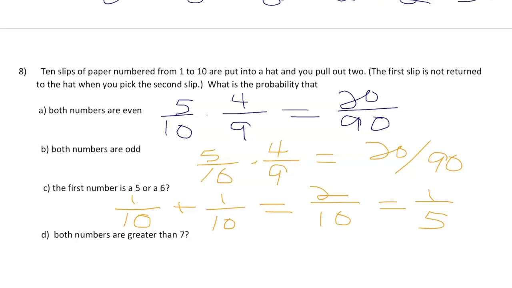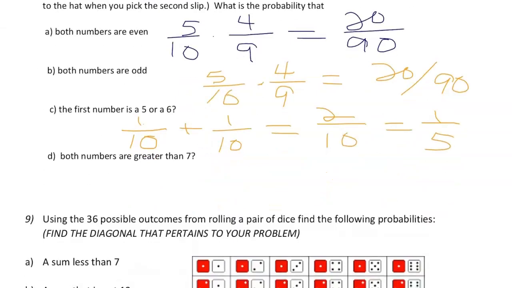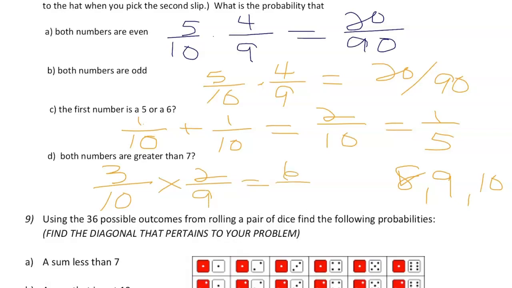Okay, next thing. What's the chance that both numbers are greater than 7? So to be greater than 7, it has to be 8, 9, or 10. So the first number, let's say the first number is an 8. You have 3 out of 10 chances of that happening. So let's say you pick the 8. The second time there's only 2 numbers remaining, 9 and 10. But now there is 1 fewer slip of paper in there. So you're going to get 6 over 90. Okay?